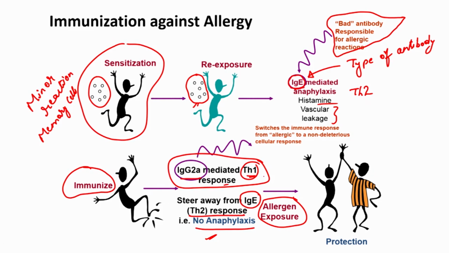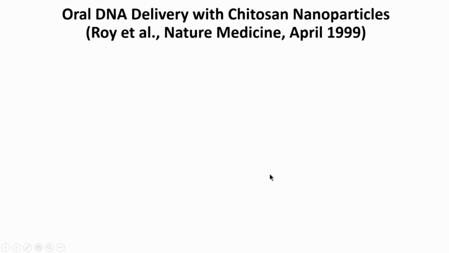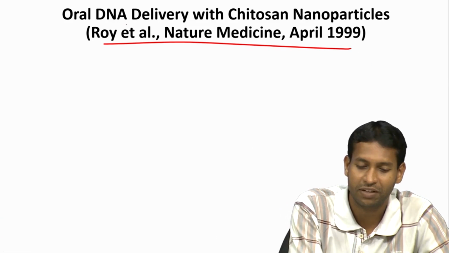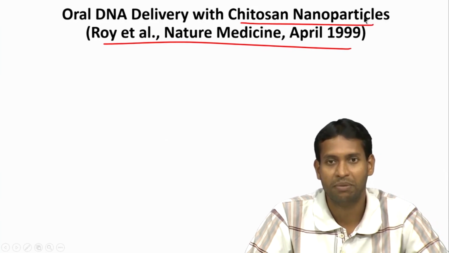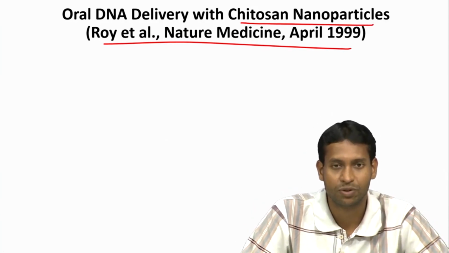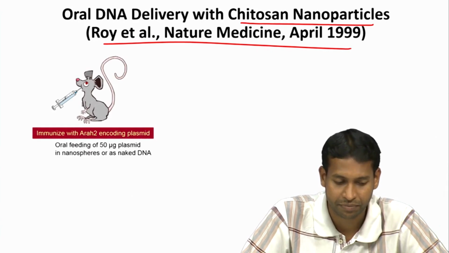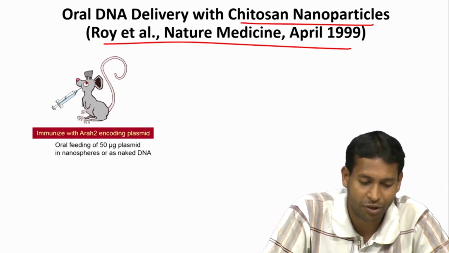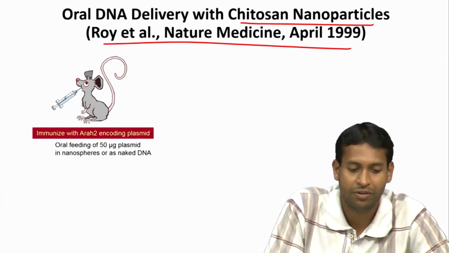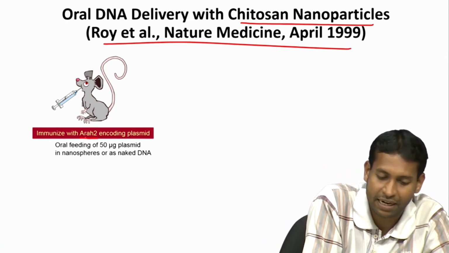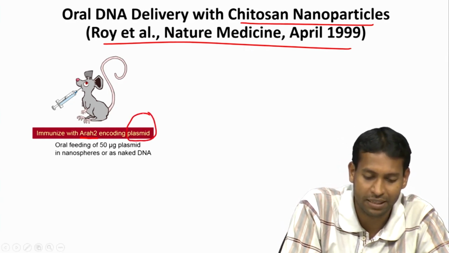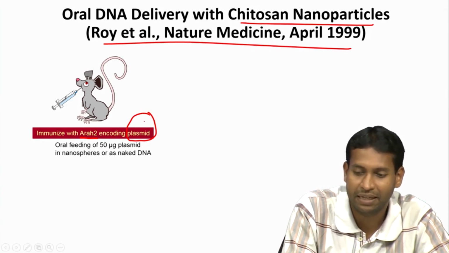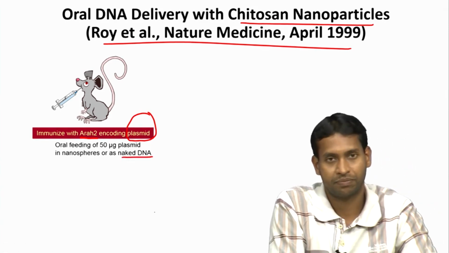So, how do we do this? In this particular paper they are using oral DNA delivery with chitosan nanoparticles. So, we have already discussed chitosan being a natural polymer and also containing primary and tertiary amines, used quite a bit with DNA delivery, and it is a mouse model that they have used. So, what they have done is they have now used the antigen, which is the Ara h 2, and they have put a plasmid that codes for this, and they have immunized with either these chitosan nanoparticles or just the naked DNA.